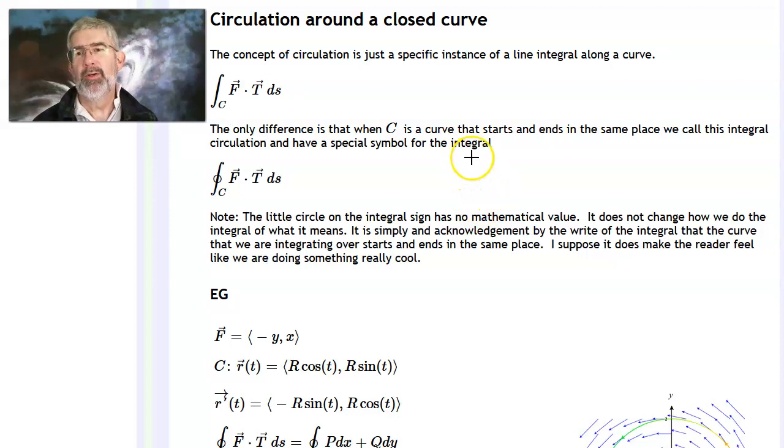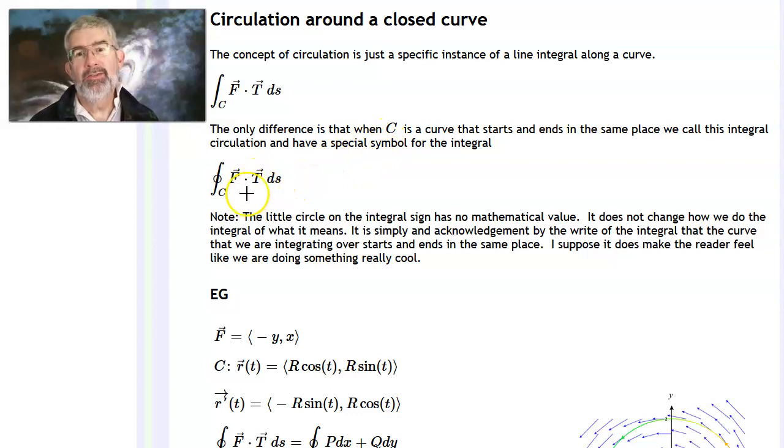And the curves that we're going to use are curves that start and end in the same place. They make a loop. They may make kind of crazy loops, but if they start and end in the same place, then we call it a closed curve. And so we'll be integrating over closed curves.